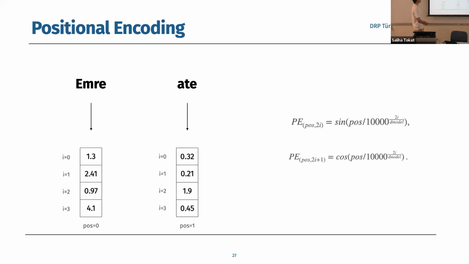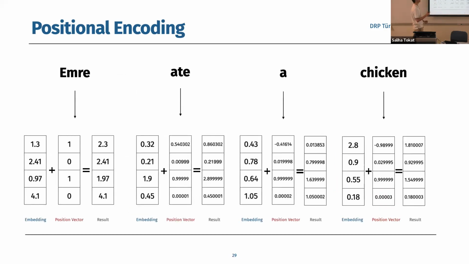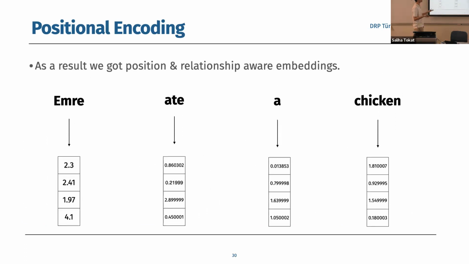If we observe our formula, we have three variables. One of them is pos, which is the position of the word, and i is the index for our word embedding, and d_model is the vector size of our word embedding. For example, for Emre, we are getting 1010 as a position vector. If we apply this positional encoding to all of our words, and add this position vector directly to our embedding, we get position and relationship aware embeddings.